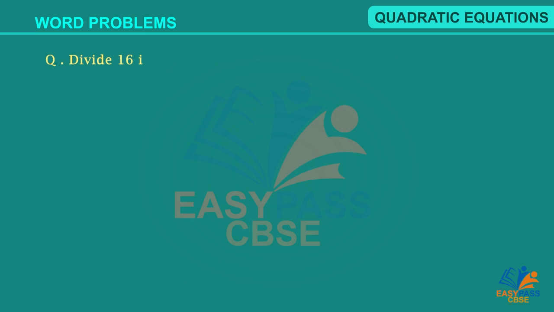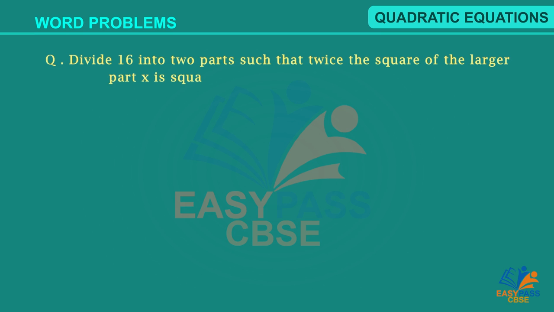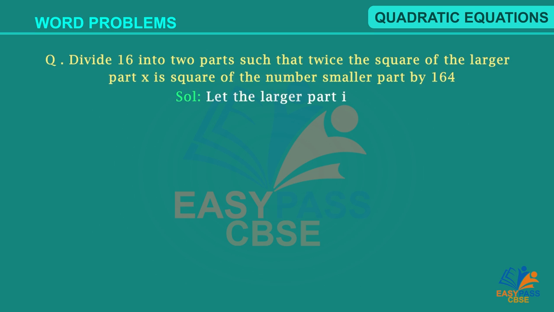Another question. Divide 16 into two parts such that twice the square of the larger part exceeds the square of the smaller part by 164. Let the larger part be x and the smaller part will become 16 minus x.